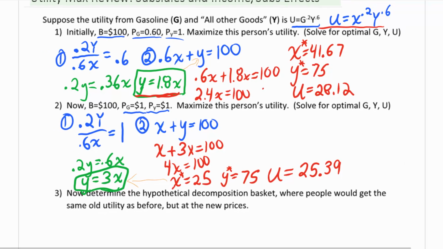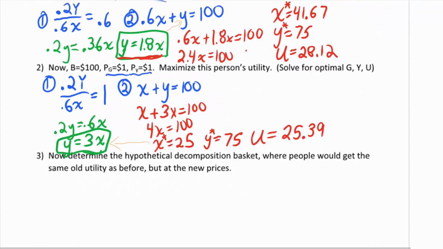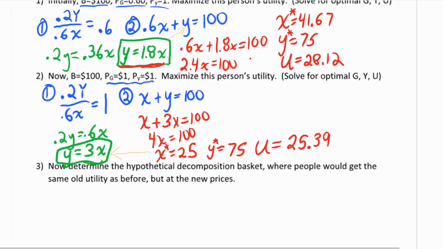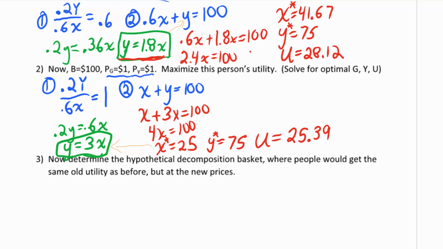First, let's do the standard thing that you want to do with utility maximization problems when a price changes, and let's talk about income and substitution effects. So let's determine this hypothetical decomposition basket that is going to give us an intermediate solution in between 41.67x and 25x, and it's going to let us break apart how much of the difference between 25 and 47 is due to income effect, people feeling poorer, and how much of it is due to the substitution effect. People are buying less gas because now it's relatively more expensive than it was compared to all other goods.